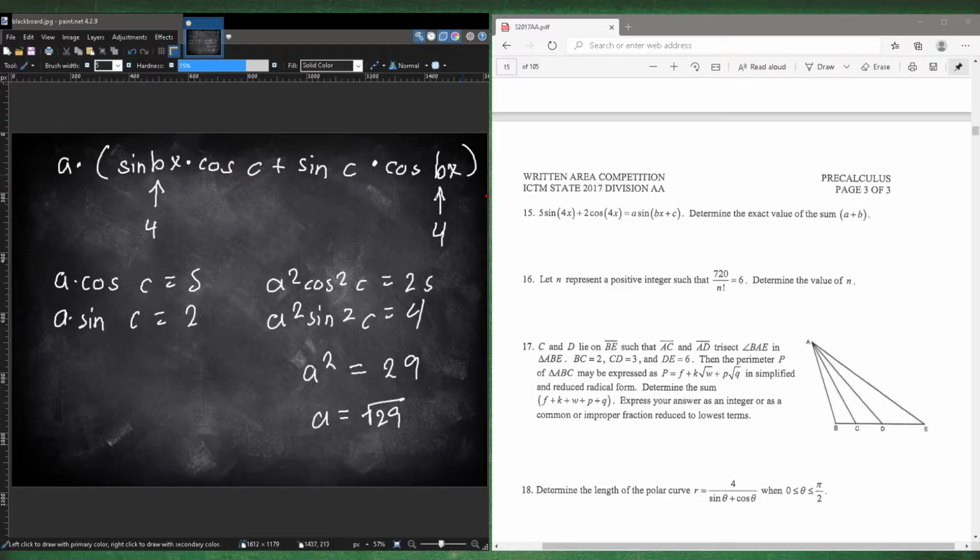So we got our value for b and we got our value for a. So that's just 4 plus square root 29, and that will be your answer for 15. Okay.